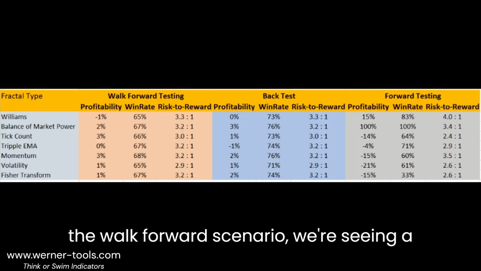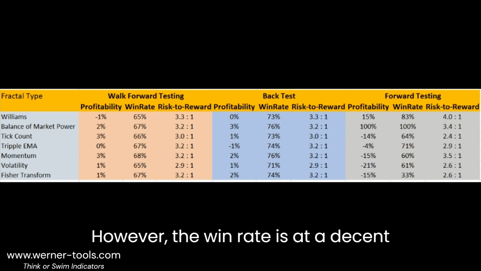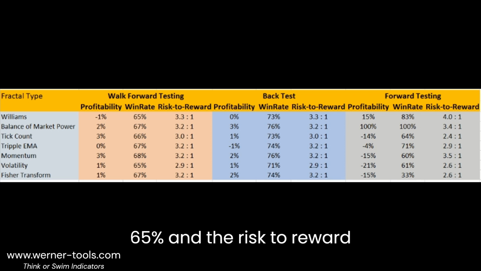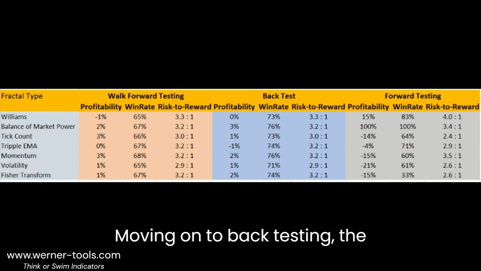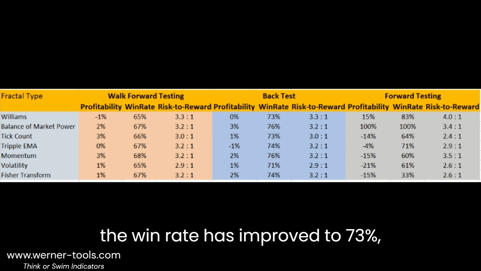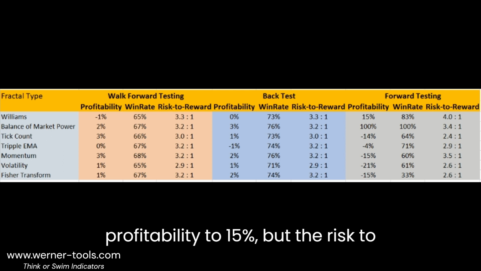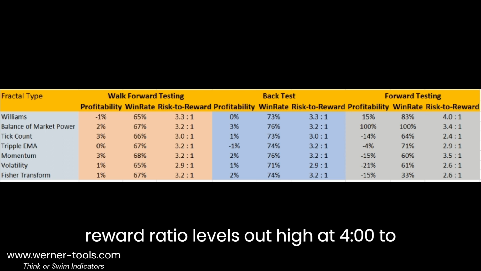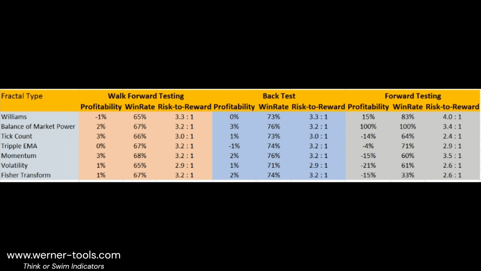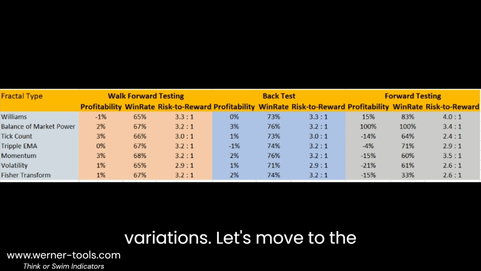In the walk forward scenario, we're seeing a slight loss of 1%. However, the win rate is at a decent 65%, and the risk-to-reward ratio stands at 3.3 to 1. Moving on to back testing, the profitability remains at break-even, but the win rate has improved to 73%, maintaining the same risk-to-reward ratio. In the forward test, we see a significant jump in profitability to 15%, but the risk-to-reward ratio levels out high at 4 to 1. These numbers give us a baseline to compare against the other fractal variations.